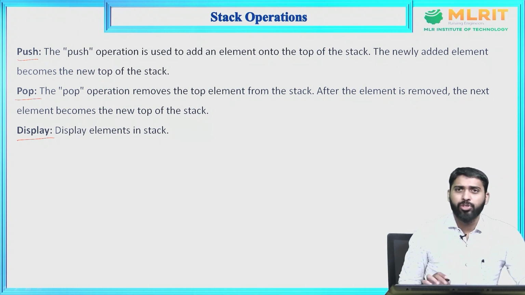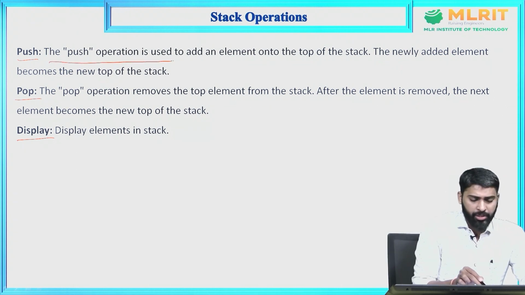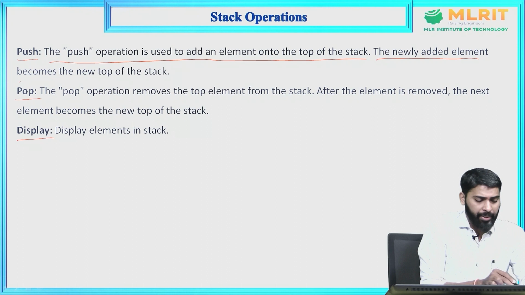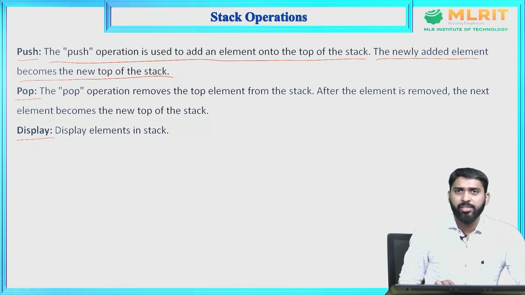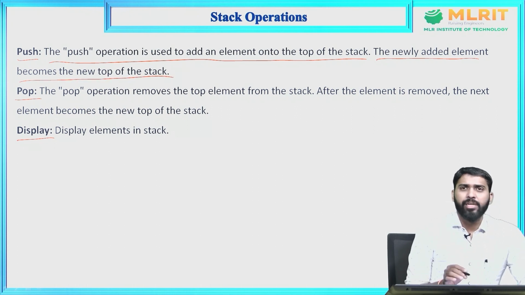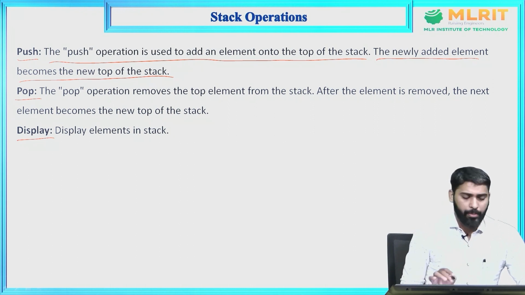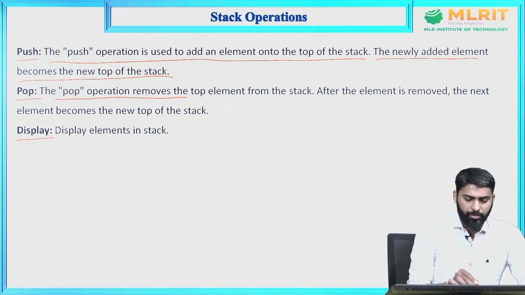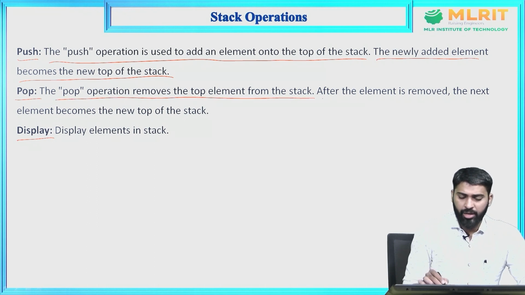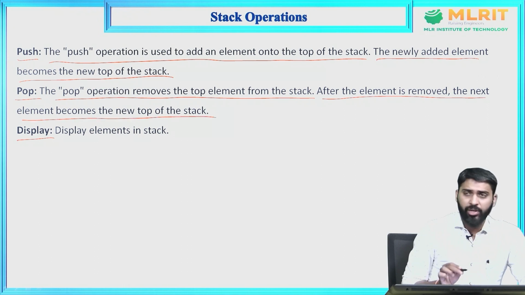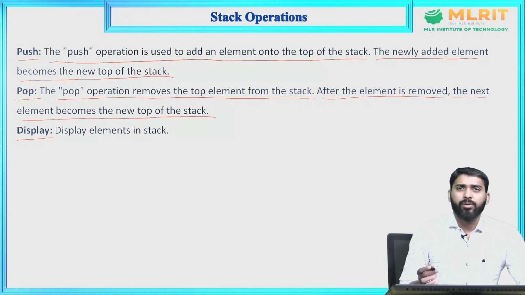So what is the push operation? The push operation is used to add an element onto the top of the stack. The newly added element becomes the new top of the stack. Push means inserting a new element onto the stack. Pop: the pop operation removes the top element from the stack. After the element is removed, the next element becomes the new top of the stack. Pop means deleting an element from the stack.